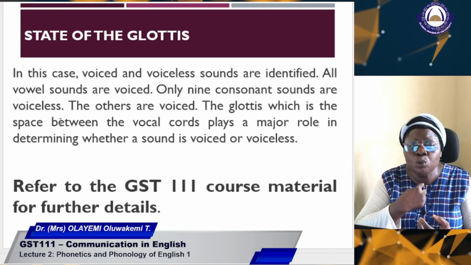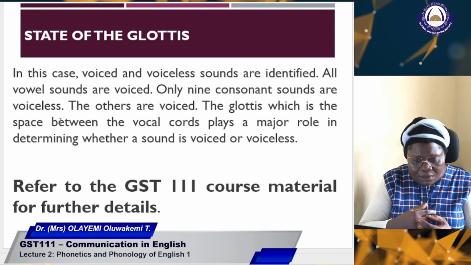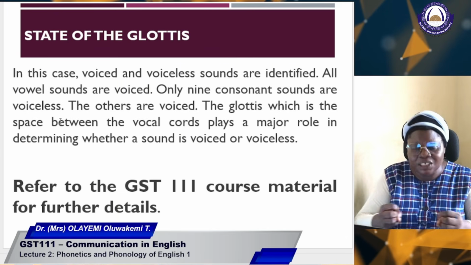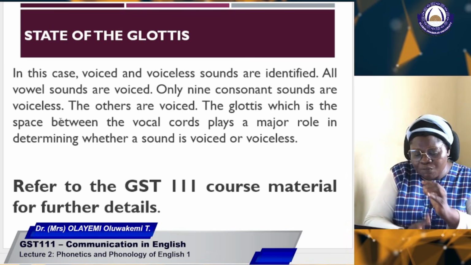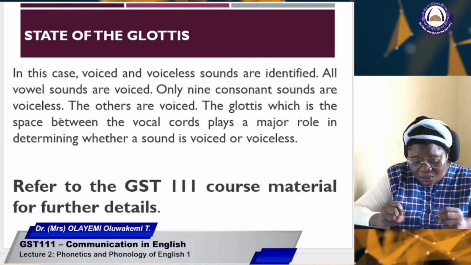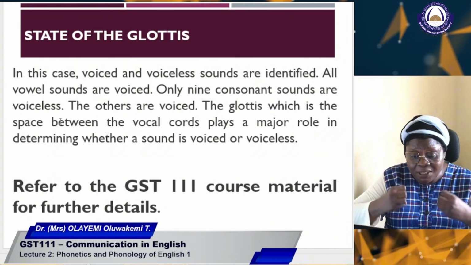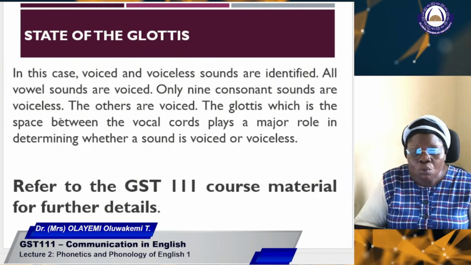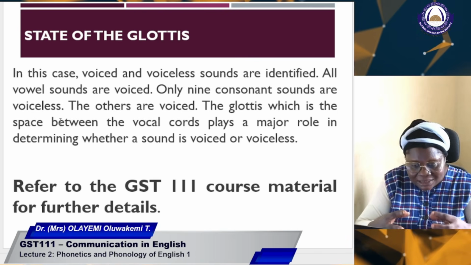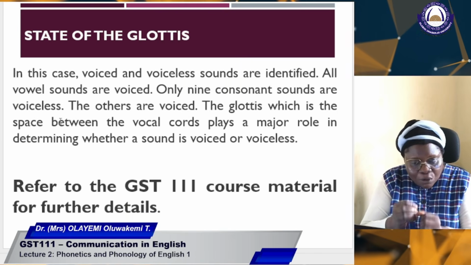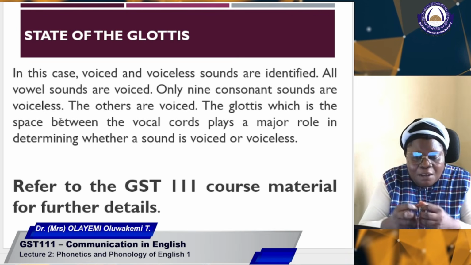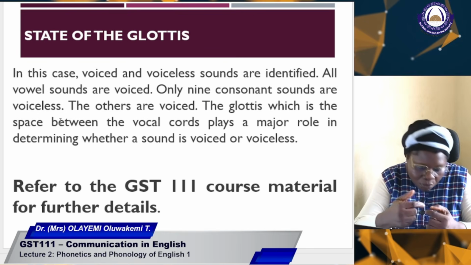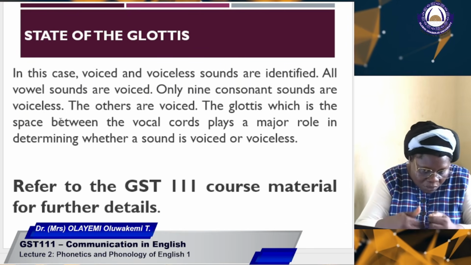Okay, so the glottis now, how do we arrive at voiced consonant sounds? When the vocal cords expand, the space between them, known as the glottis, becomes very narrow because the vocal cords have expanded.